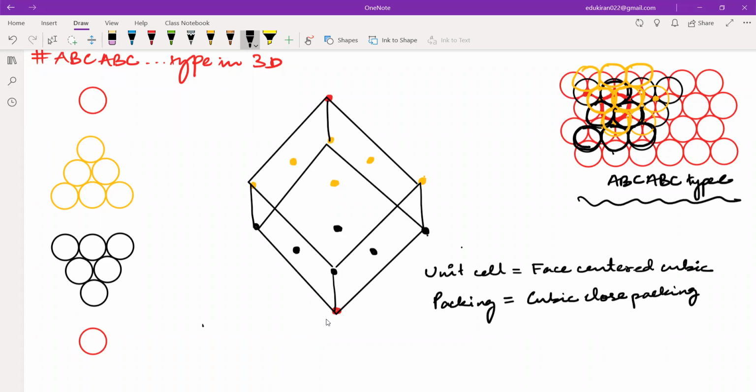Cubic close packing. So when you have this arrangement that is CCP, the unit cell of CCP is FCC. This is one more point that you have to remember very carefully, because they may use FCC and CCP alternatively, interchangeably. So you must remember that the unit cell of CCP, that is cubic close packing, is FCC, face centered cubic. Okay, so now please draw these atoms and then the FCC unit cell.